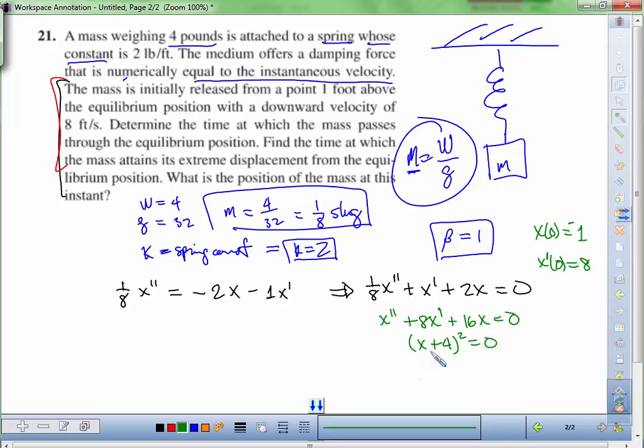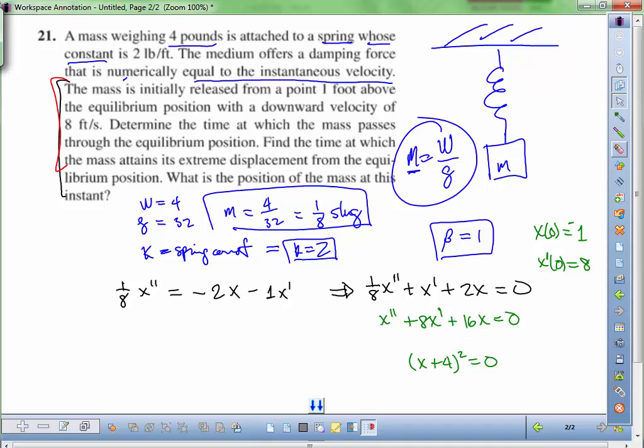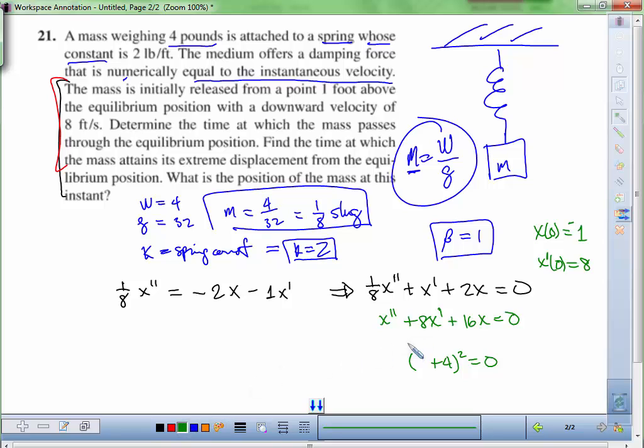Oh, I'm sorry. I should probably be careful with my notation and what I'm meaning to say. The auxiliary equation is in m, so we technically should have gone to m here. So m is equal to -4, with multiplicity 2.